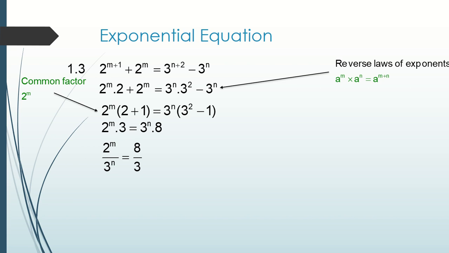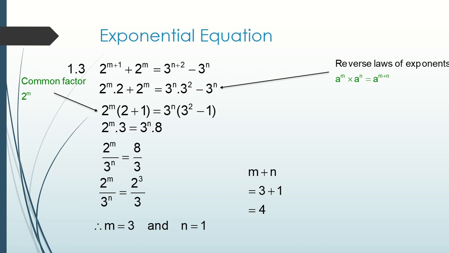And then once you are in this position, what is important is to think about your next step, which is... Right, so you have 2 to the power m equals 2 to the power 3. So you can match there. M is equal to 3 and n is equal to 1. And that means m plus n is 3 plus 1, which is 4.